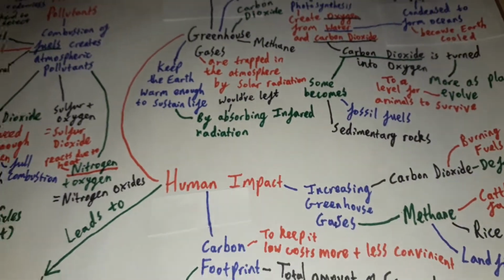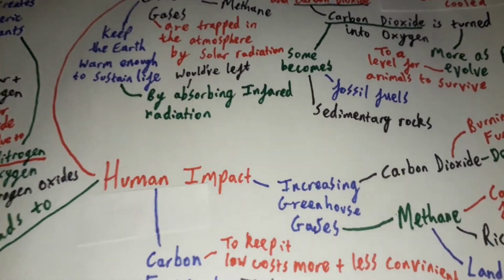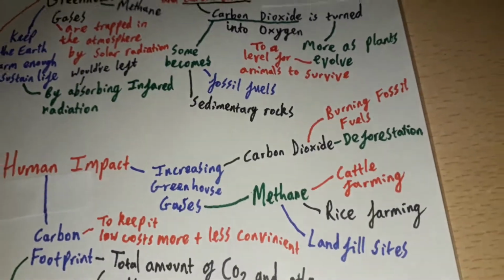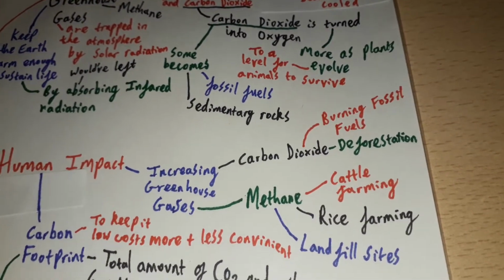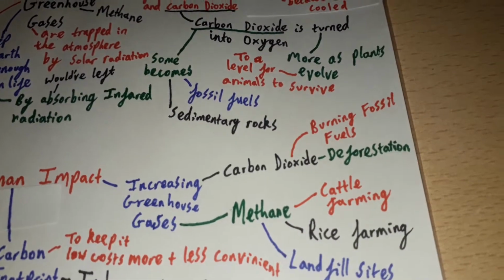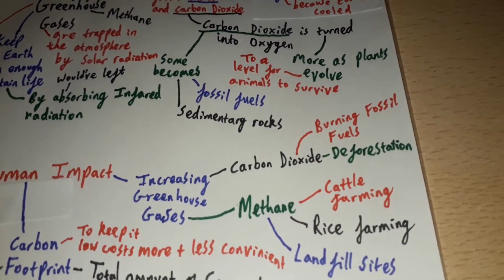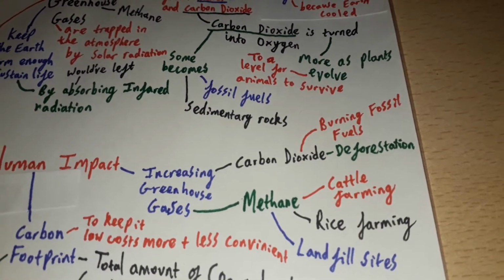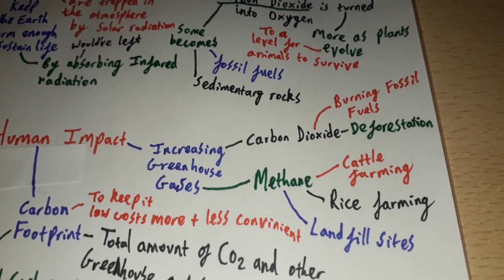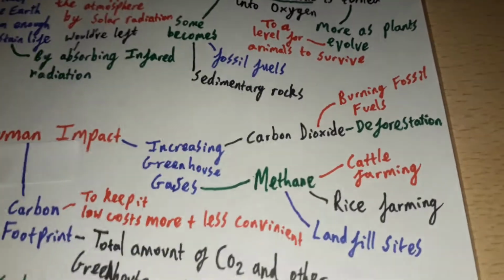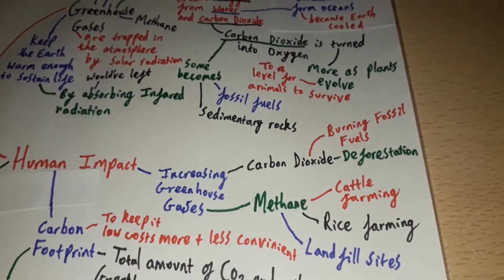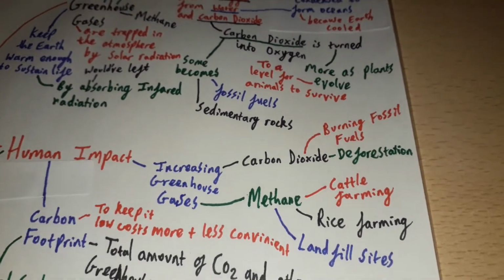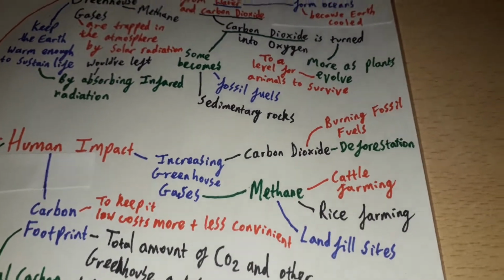So next, let's look at human impact on greenhouse gases. Humans often increase greenhouse gas emissions, and the two main ones they do this with are carbon dioxide and methane. Carbon dioxide is increased by burning fossil fuels, which is done in processes like heating and generating electricity, and also deforestation. If you knock down trees, that releases carbon dioxide as the trees stop containing the carbon and photosynthesizing. So next is methane.